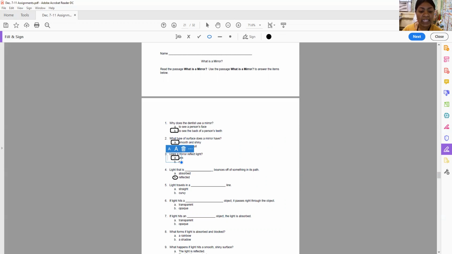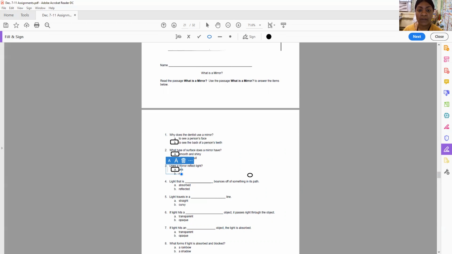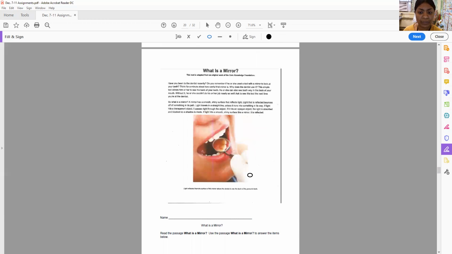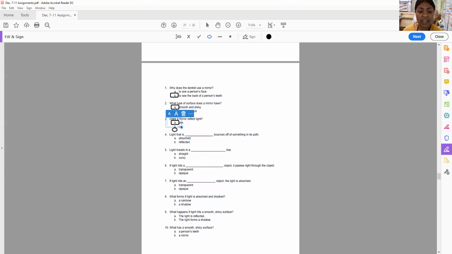Number four, light that is blank bounces off of something in its path. We have two choices, absorbed or reflected. If you absorb, you take it in. If you reflect something, it bounces off. So let's see. Light that is reflected bounces off of something in its path. So we know that number four, the answer should be B, the word is reflected.